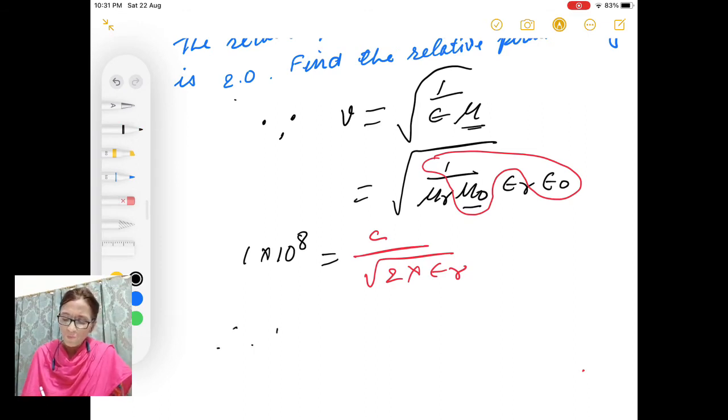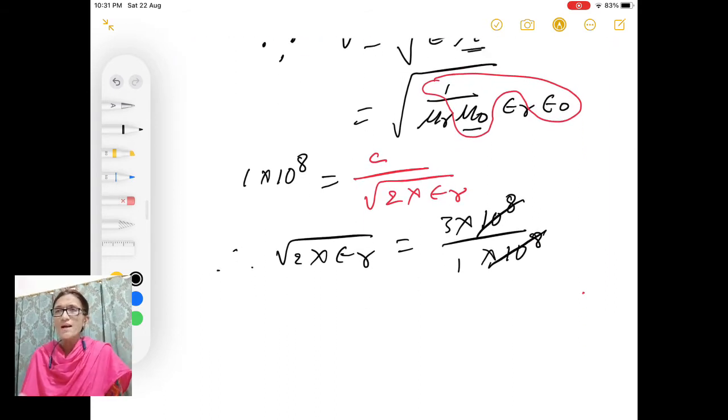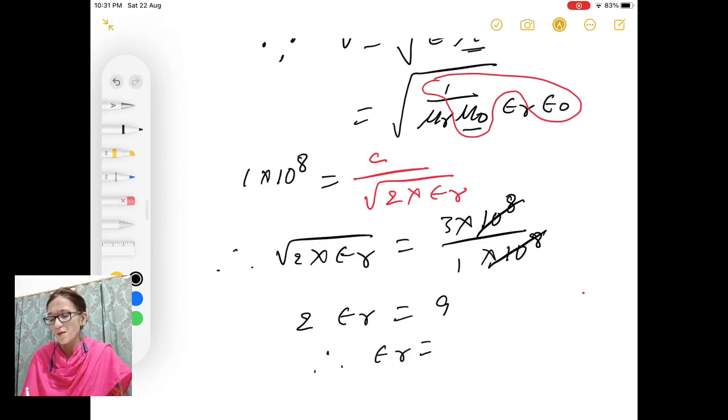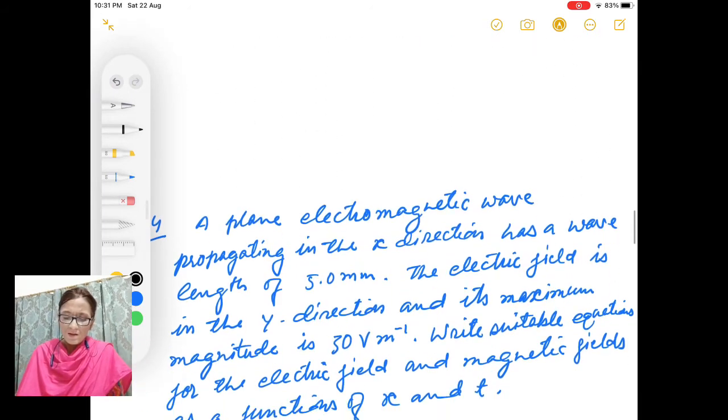Now therefore root under 2 into epsilon r is equal to 3 into 10 to the power 8 upon 1 into 10 to the power 8. Now squaring both sides of the equation, you will find that 2 into epsilon r is equal to 9, and therefore epsilon r is equal to 9 upon 2. That is your 4.5. So this is the value of epsilon r. Now next question.